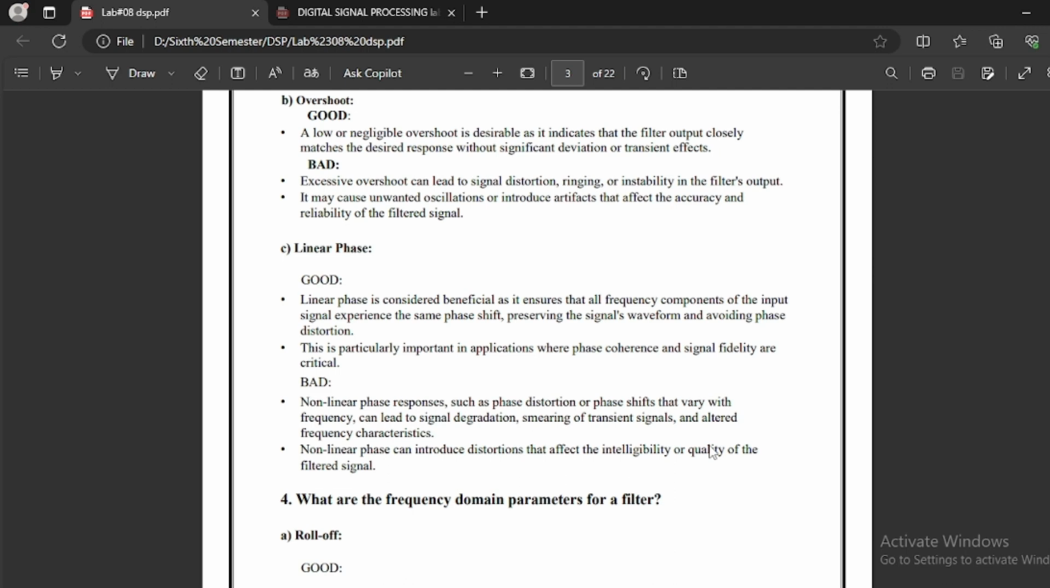Bad, non-linear phase response, such as phase distortions or phase shifts that vary with frequency, can lead to signal degradation, distortion of transient signals and altered frequency characteristics. Non-linear phase can introduce distortion that affects the quality of the filtered signal.